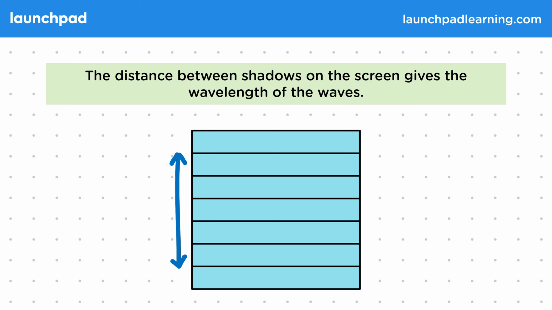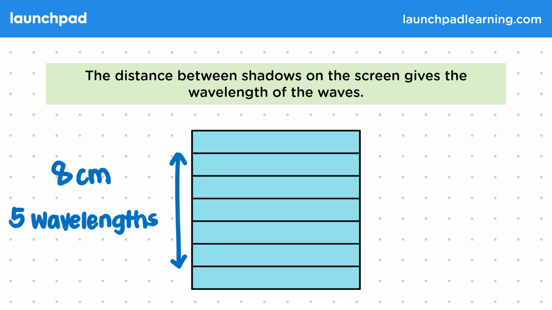In this case, let's suppose we measured this distance and found it was 8 centimetres. Then we've covered 1, 2, 3, 4, 5 wavelengths in this space. We have 6 shadows, but remember we're measuring the spaces between the shadows rather than the shadows themselves. Using this information, we can calculate the size of one wavelength as 8 divided by 5, which is equal to 1.6 centimetres. So can we also calculate the frequency of these waves?